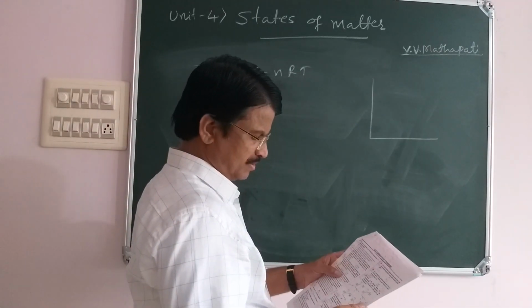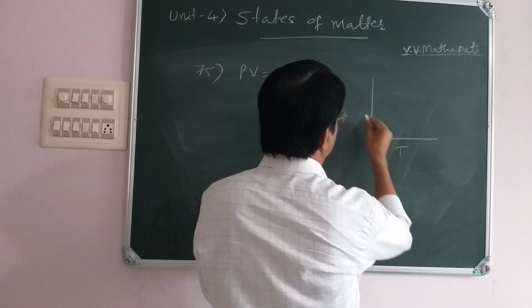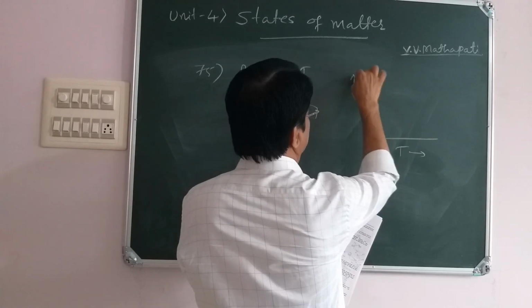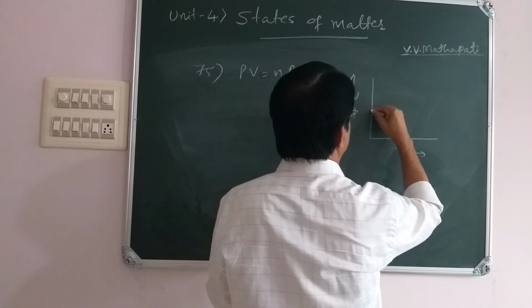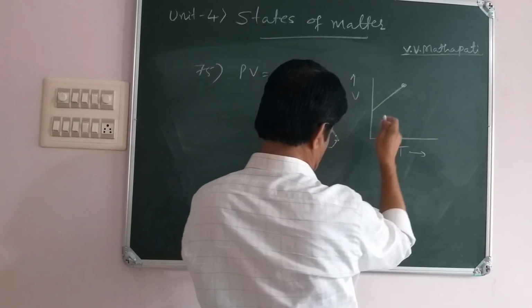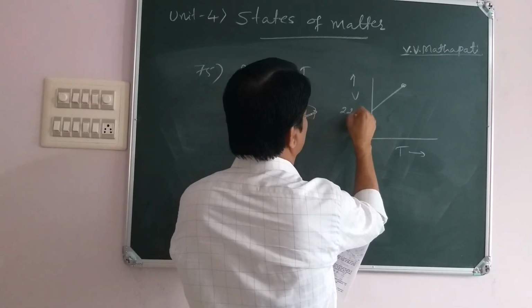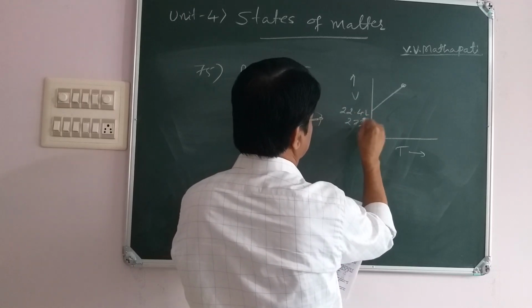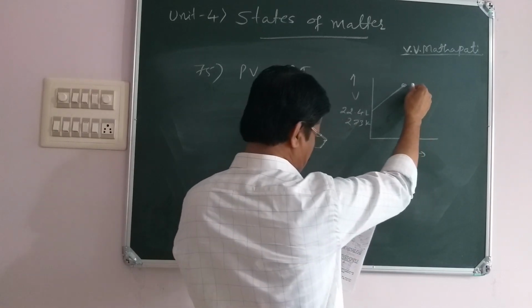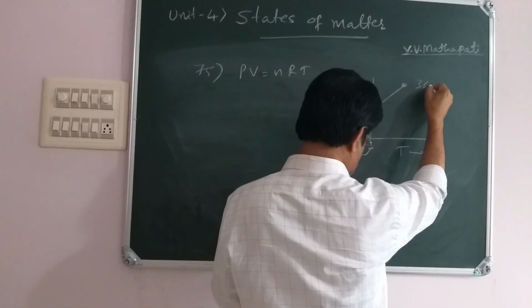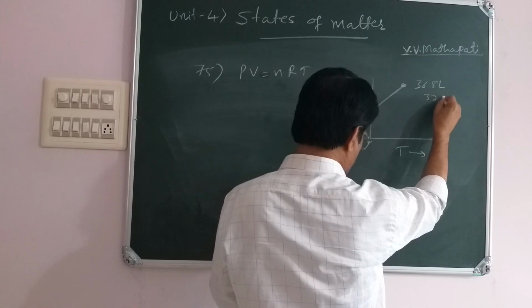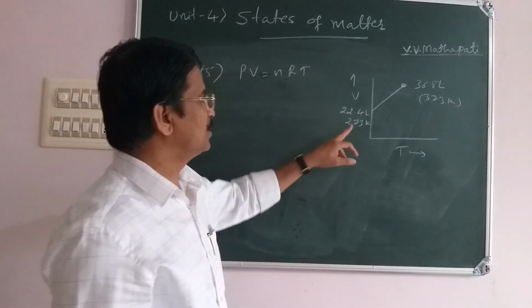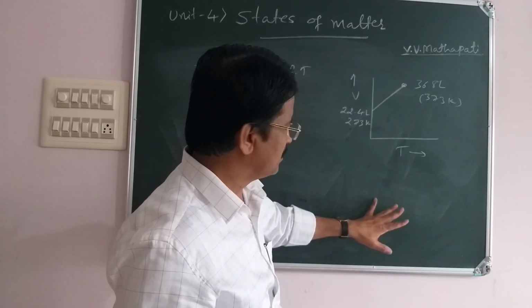Graph, temperature in Kelvin, volume in liter, and straight line graph, and values 22.4, 273 K, and here point 36.8 liter, 373 K. This is given in option A. Same type option B, C, D.